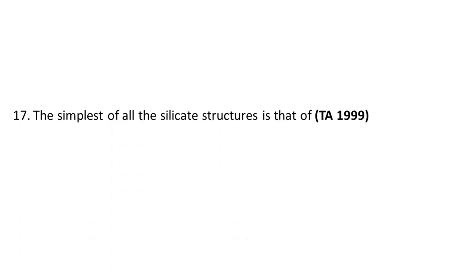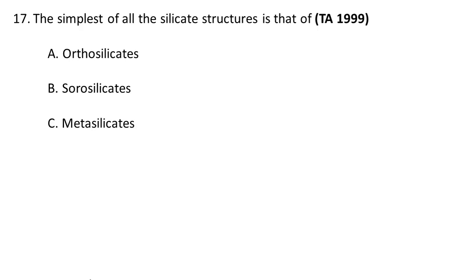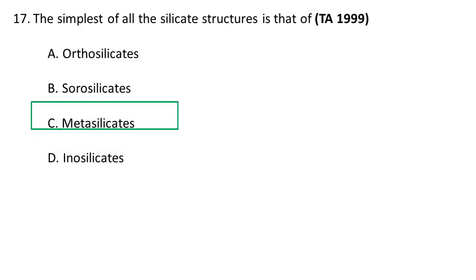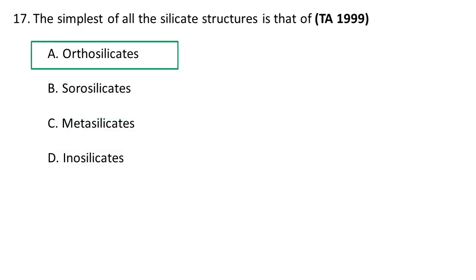Next question. The simplest of all the silicate structures is that of A. Orthosilicates, B. Sorosilicates, C. Metasilicates and D. Inosilicates. So the correct option is A, orthosilicates. These are the simplest silicates because they contain independent or discrete SiO4 tetrahedral units, meaning they share no corner oxygen, and they are also known as nesosilicates or island silicates. A is the correct option.